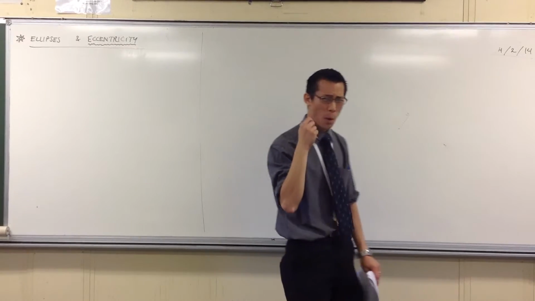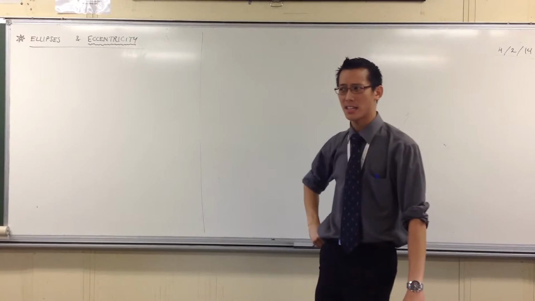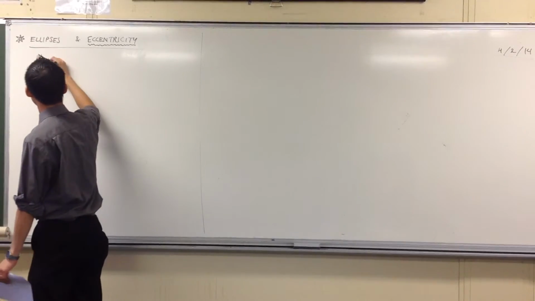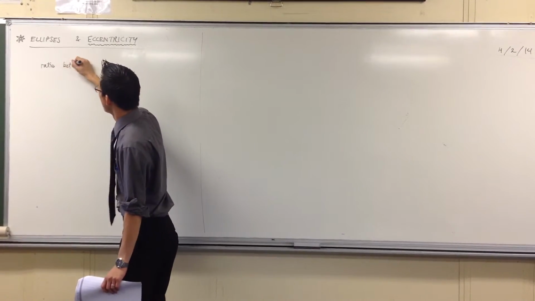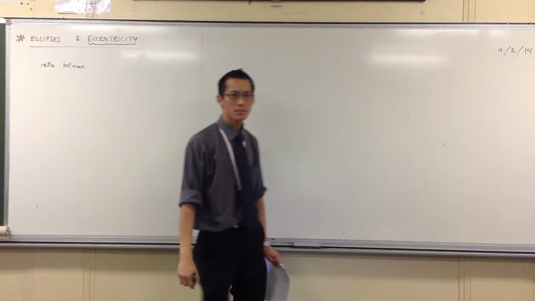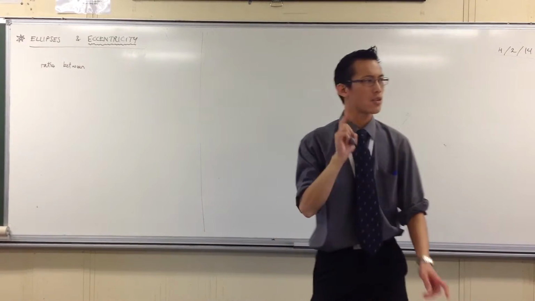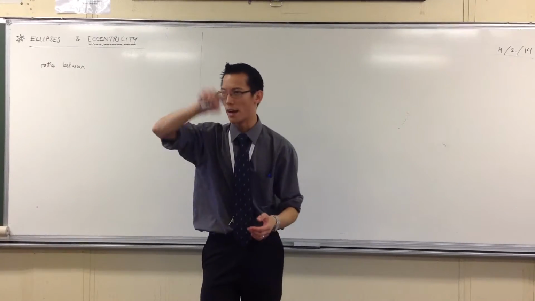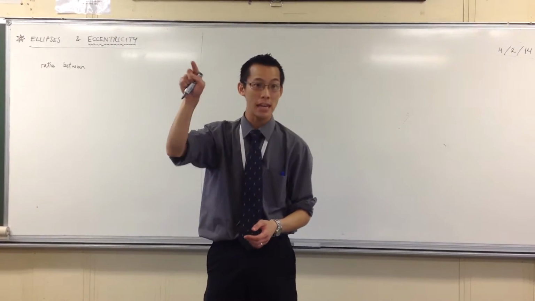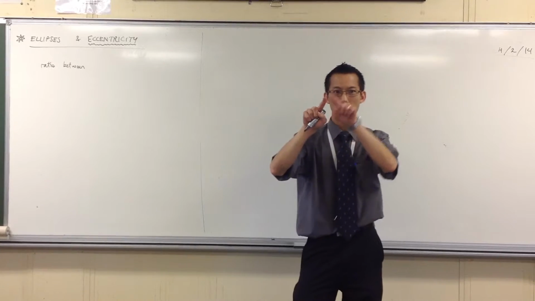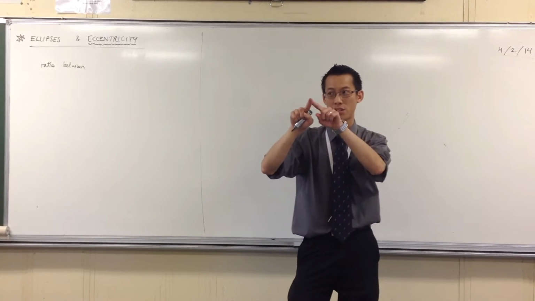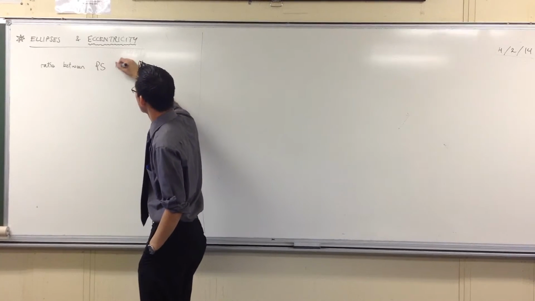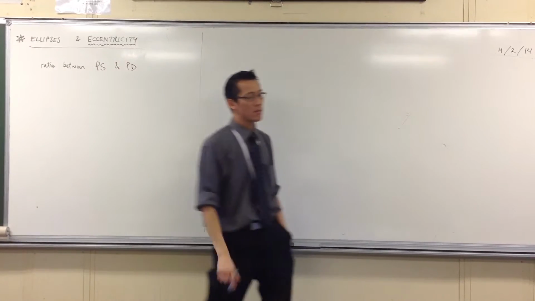Eccentricity. What is eccentricity? It's a ratio. What's it the ratio between? Okay, it's the ratio between two distances, namely from some point on the locus, wherever that is, P, to the focus, and then from P to the directrix. So we would say PS and PD.